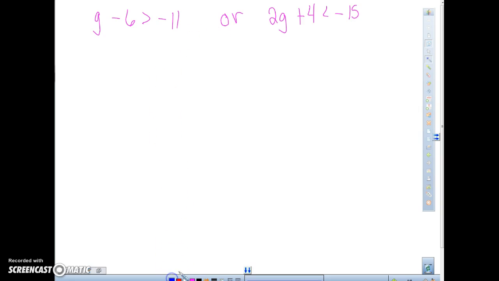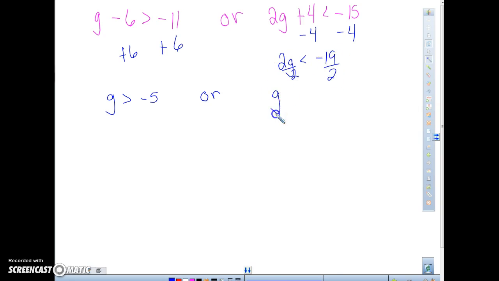Okay, so hopefully you have paused the video and you're on your way back to check your work here. So we solve this one by adding 6. And so we say g is greater than negative 5. Or, on this one, you subtracted the 4. It's a two-step problem. Divide by 2. G is less than negative 19 over 2.